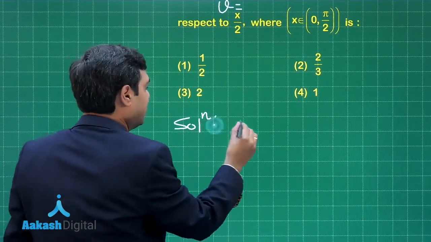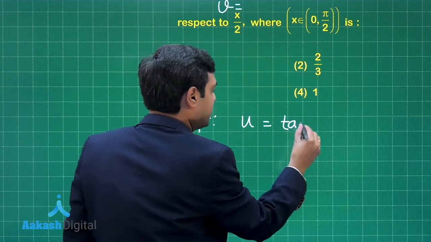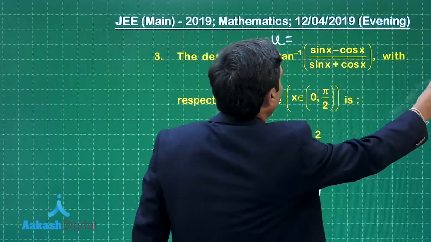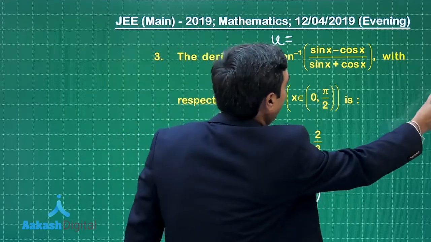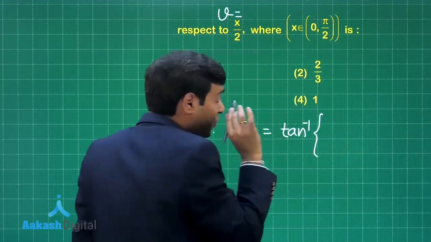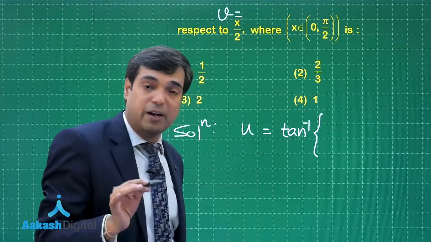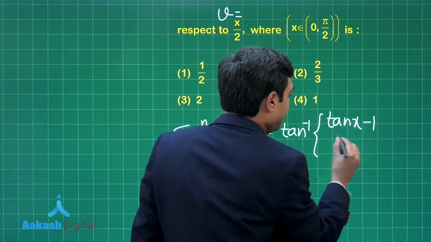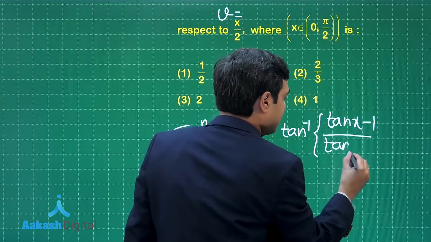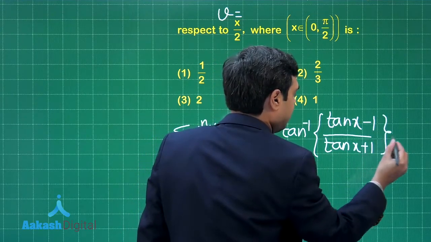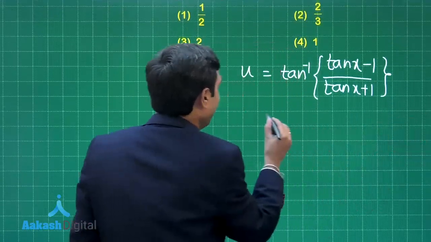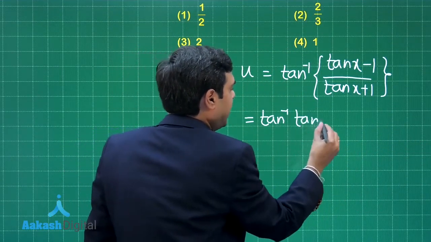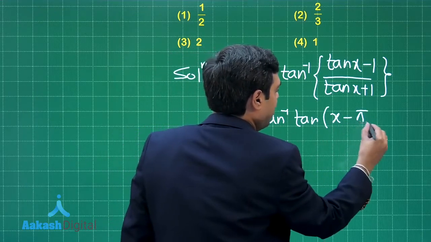u means tan⁻¹, in the numerator we have sin x − cos x, while in the denominator sin x + cos x. If you divide numerator and denominator by cos x, you get (tan x − 1)/(tan x + 1), which can be rewritten as tan⁻¹(tan(x − π/4)).